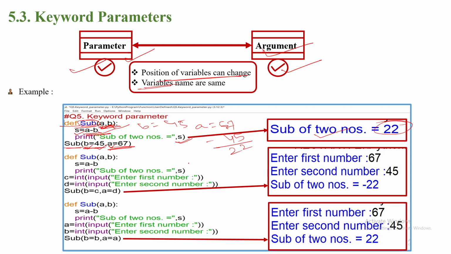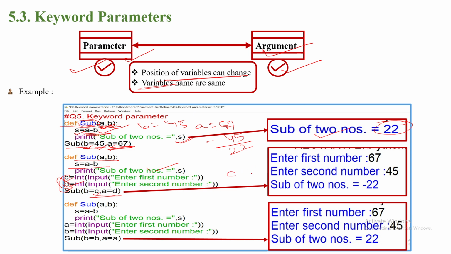Now we will see through the input method. Same function header, then subtraction, then the print command. Now come here through the input method. I have taken two variables, c and d. Now b equal to c, because you know that in keyword parameters we cannot change the variable name, so that is why I have to call c and d here. So b equal to c.